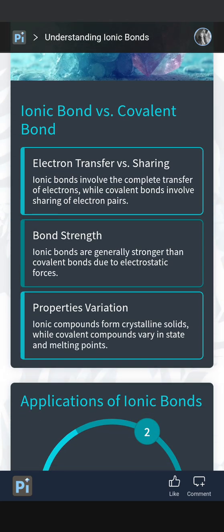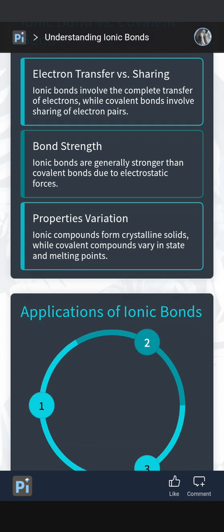Okay, when we compare ionic with covalent, ionic is basically the complete transference of an electron, while covalent is simply a sharing of electron pairs. If we talk about bond strength, ionic bonds are generally stronger and covalent bonds are weaker as compared to ionic bonds. Property variation: ionic compounds form crystalline solids, while covalent vary in state and melting point.